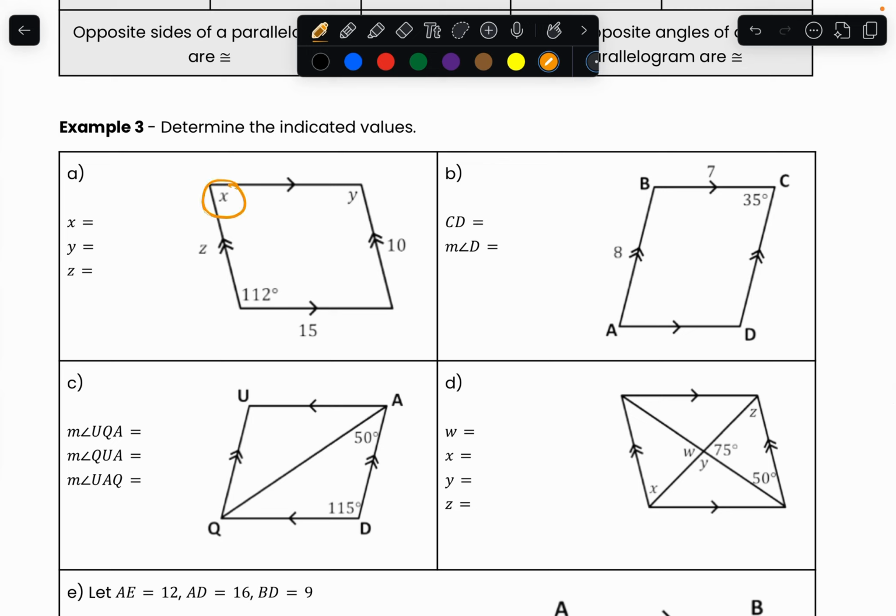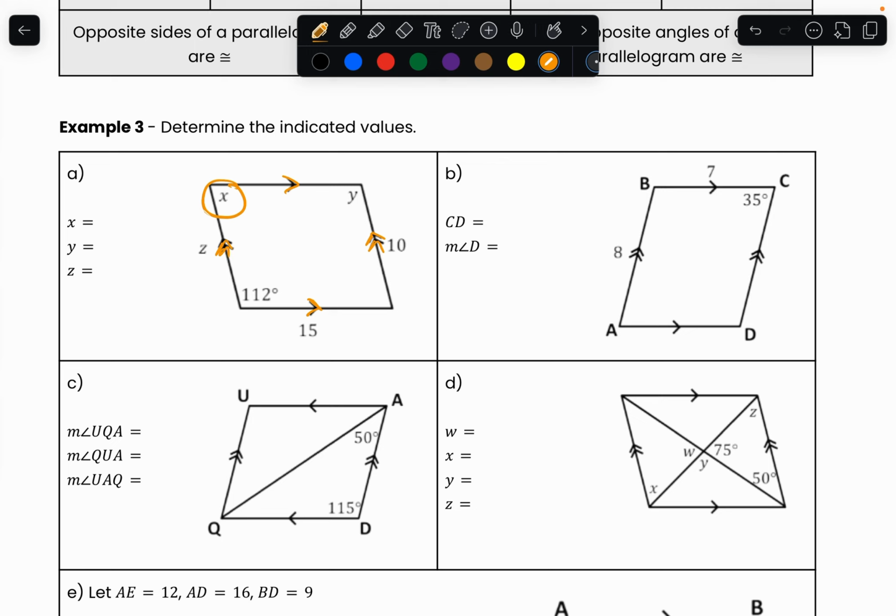Now, if you look at this picture, to find x, we first know that this is a parallelogram because you have two sets of parallel sides that are opposites. We have two pairs of opposite sides that are parallel. So we know it's a parallelogram, first of all.